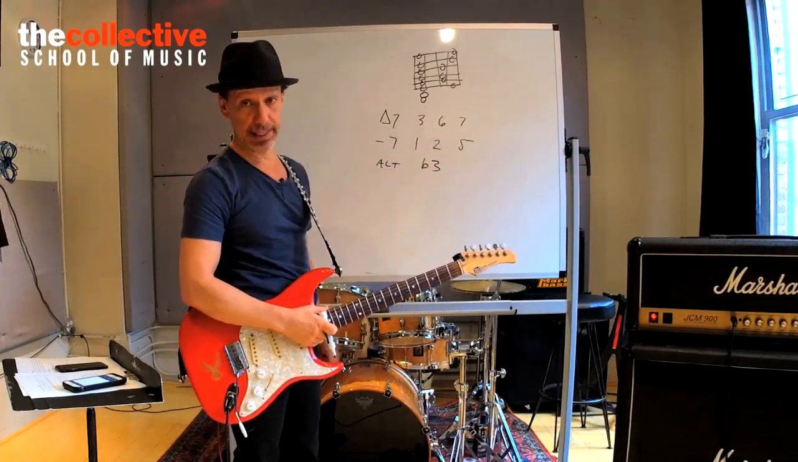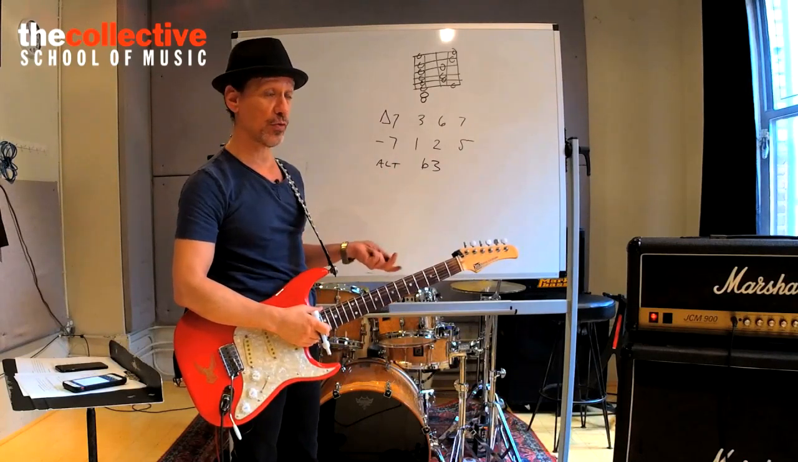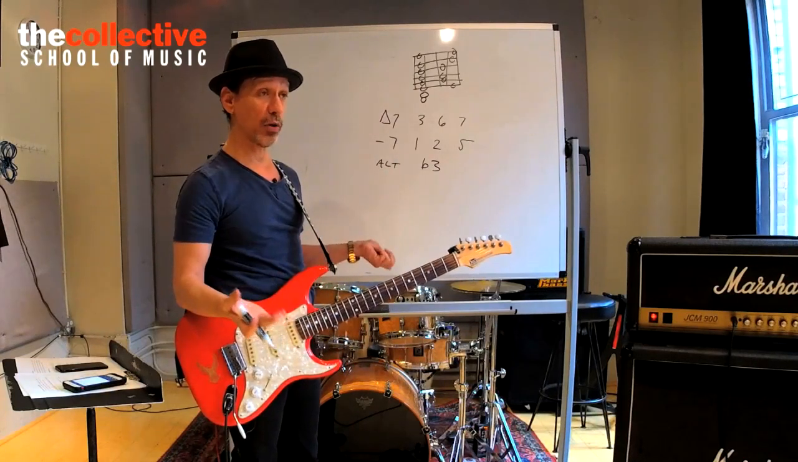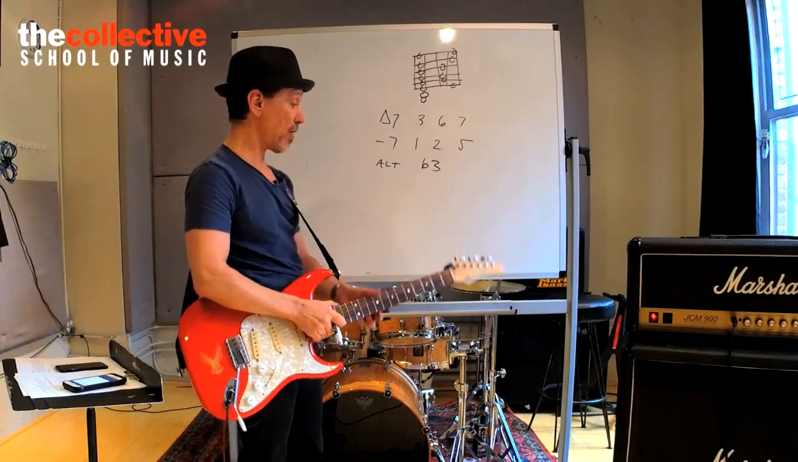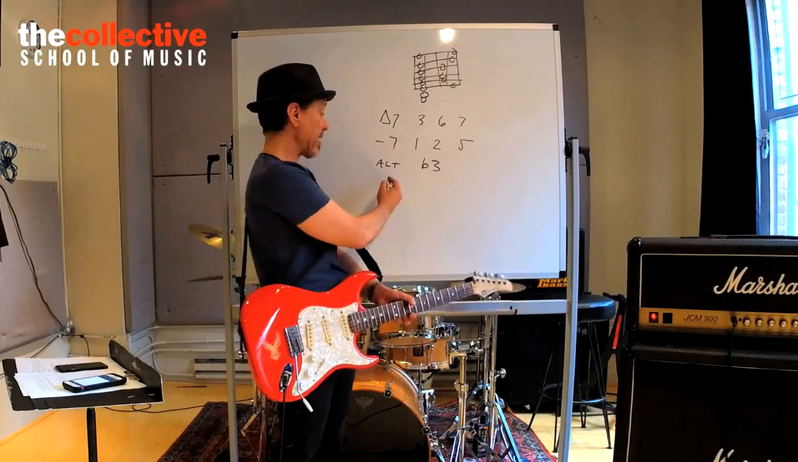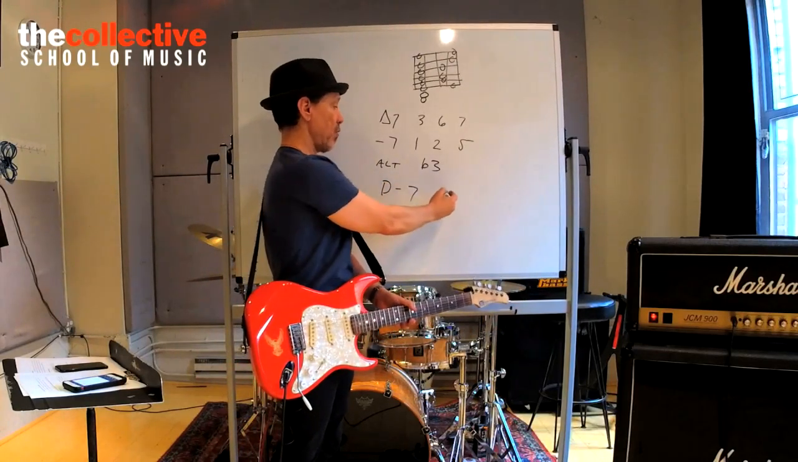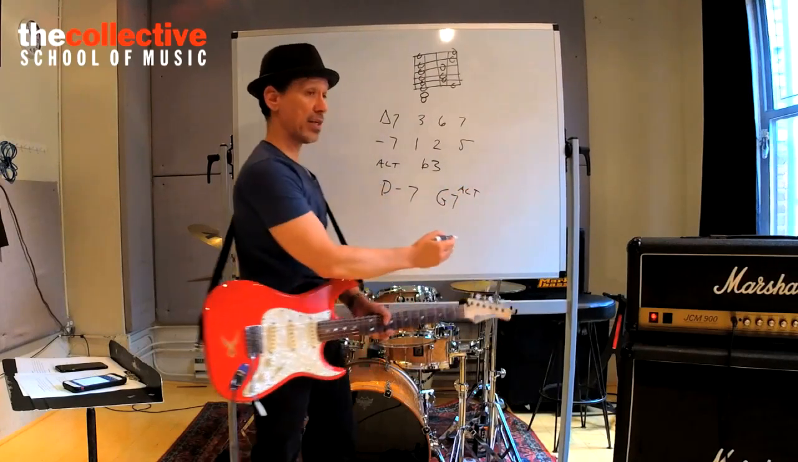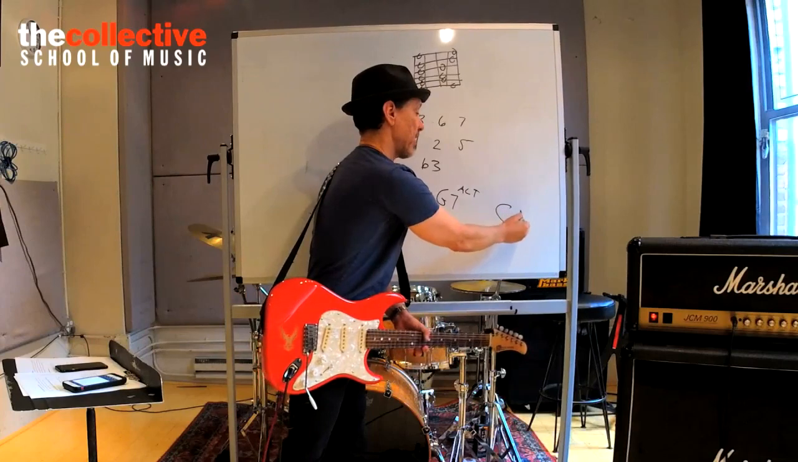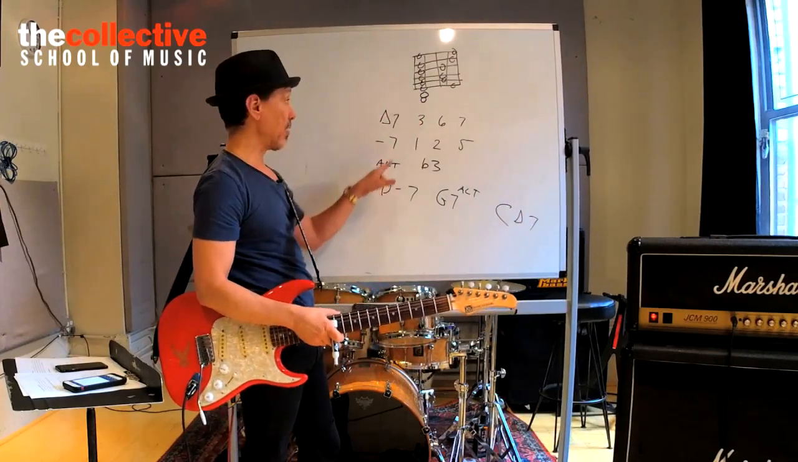Now, we're going to take this concept and we're going to play over a 2-5-1, and it's like, holy crap, you can use the minor pentatonic scale over a 2-5-1. What kind of craziness is that? This is what we're going to do. We're going to take a D minor 7, we're going to take a G7 altered, and then we're going to take a C major 7, and this is the way you remember it.